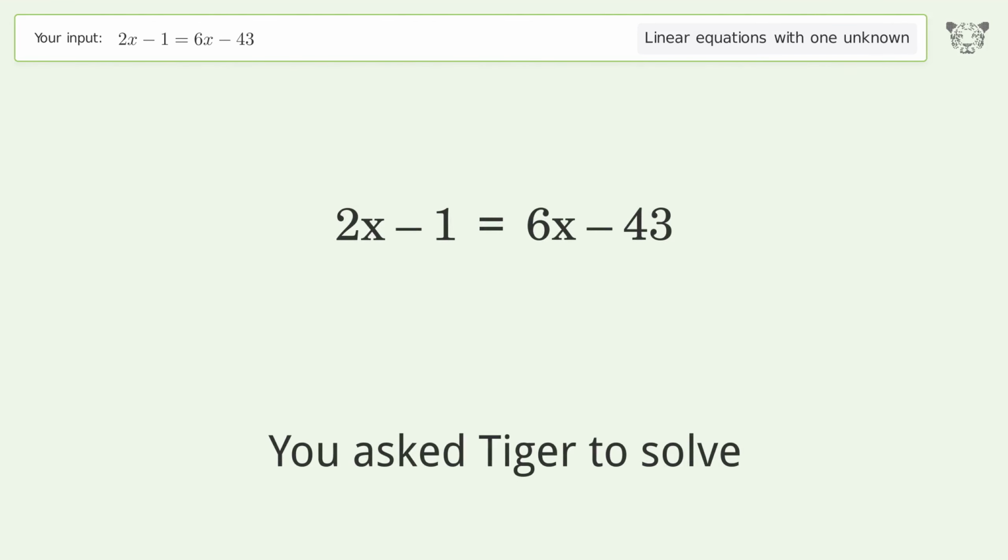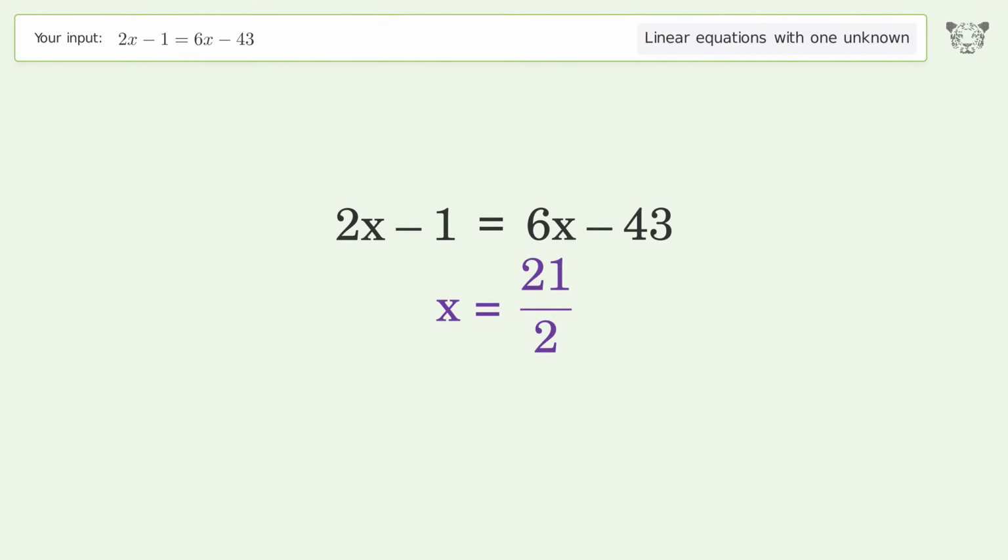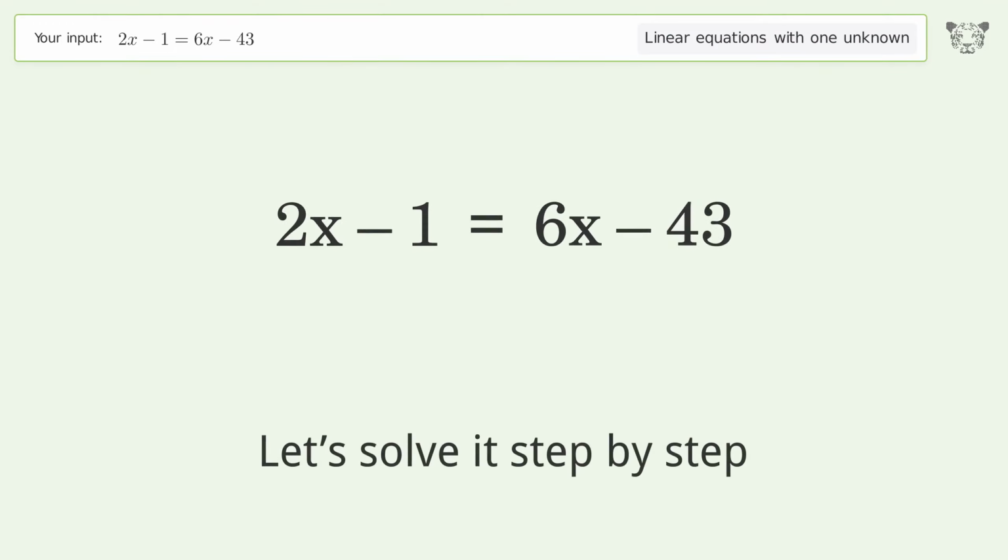You ask Tiger to solve. This deals with linear equations with one unknown. The final result is x equals 21 over 2. Let's solve it step by step.